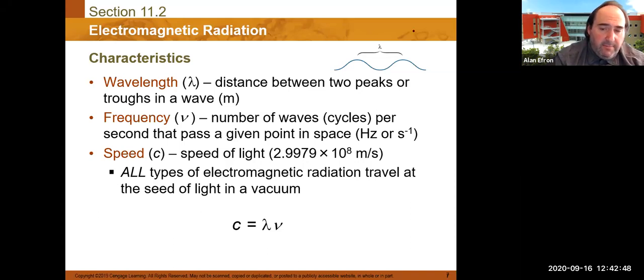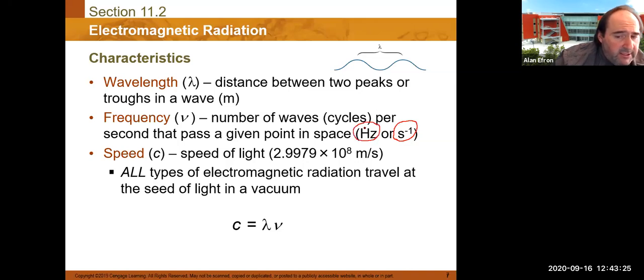So let's talk a little bit more about waves and what happens with them. As I mentioned earlier, the wavelength, which is sometimes abbreviated with the lambda symbol, is the distance between two peaks or troughs in a wave. Usually the wavelength is given in units of meters. The frequency is the number of waves that pass a particular point in a second, and it has units of reciprocal seconds typically, and that's what this is. This is reciprocal seconds here. Or it has units of hertz.